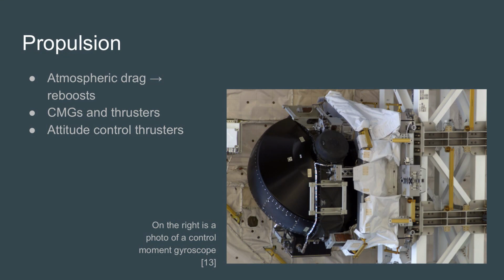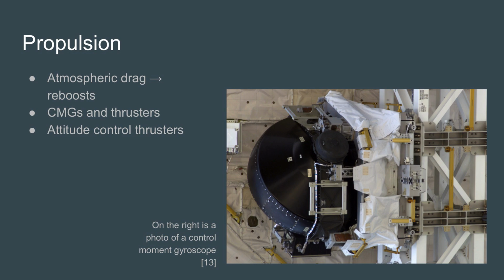In order to avoid micrometeorites, we would use thrusters and CMGs to alter the course of our space station. CMGs are massive steel wheels that spin at a high velocity that can store angular momentum, and that angular momentum can be used for attitude control adjustments and rotations.